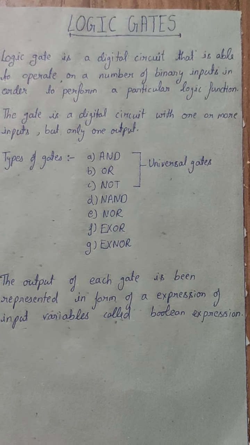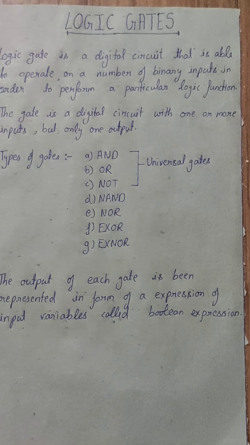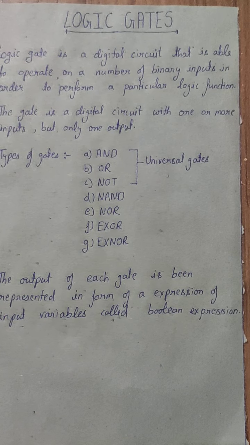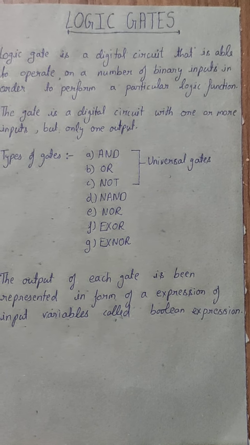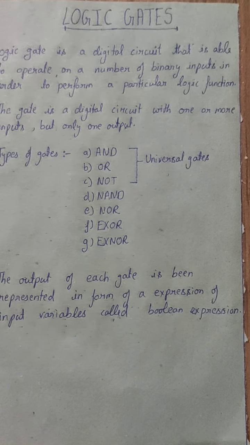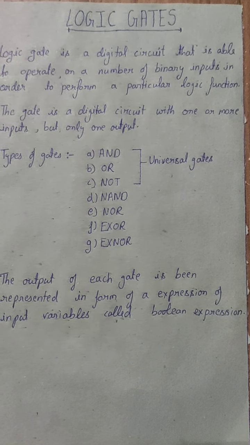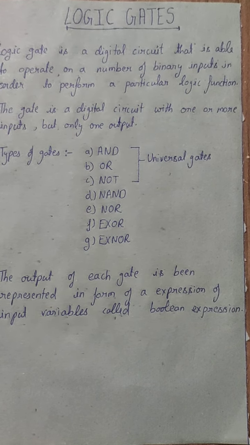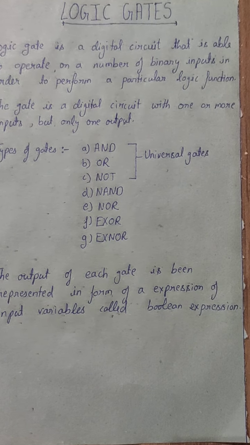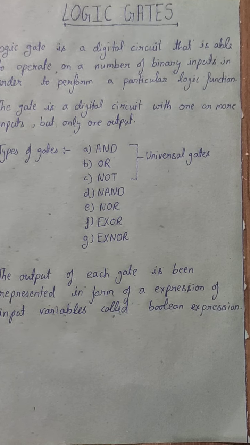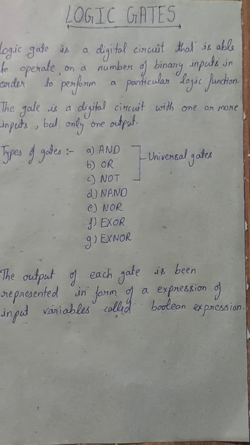Second thing is, the gate is a digital circuit with one or more inputs but only one output. This is one of the most important points for a logic gate, that is, there can be more than one input for a logic gate, but the output is always one. The gate can be constructed from diodes, transistors and resistors.